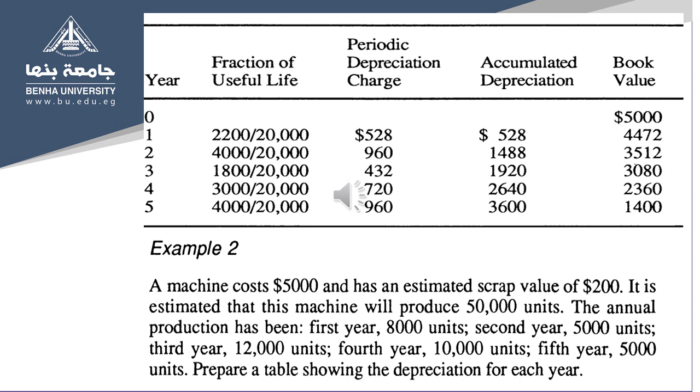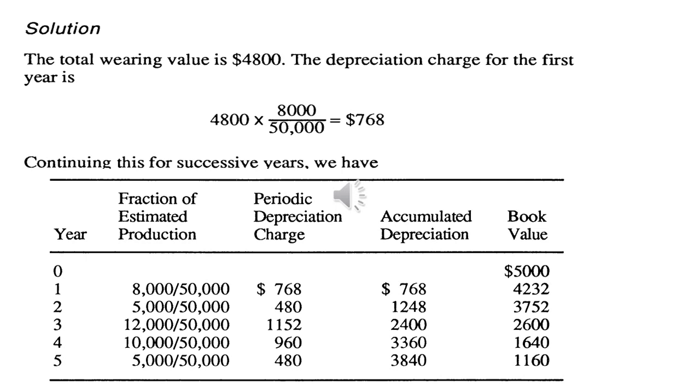The total wearing value is 4,800, that is 5,000 minus 200. The depreciation charge for the first year: 4,800 multiplied by 8,000 units over 50,000 units, so that 768. Continuing this for successive years, we have year 0, the book value 5,000. There is no fraction of estimated production, periodic depreciation charge, or accumulated depreciation. 4,800 multiplied by 8,000 over 50,000 gives the periodic depreciation charge 768. Accumulated depreciation 768. 768 must be subtracted from 5,000 to give our result 4,232.